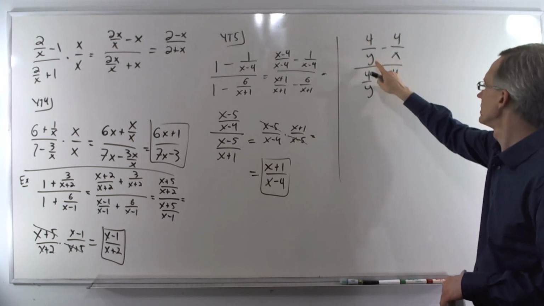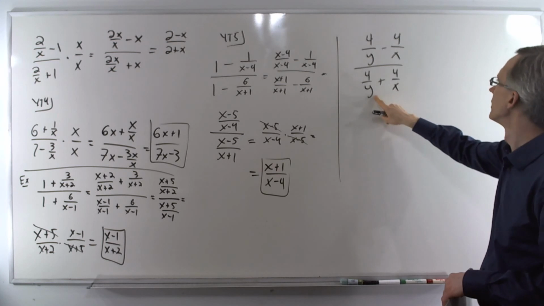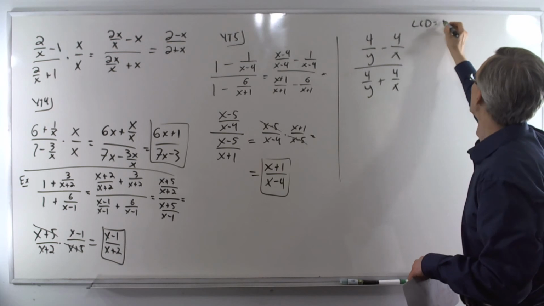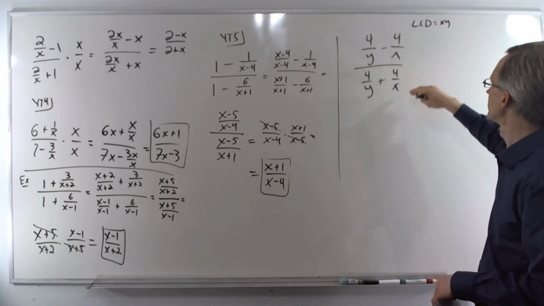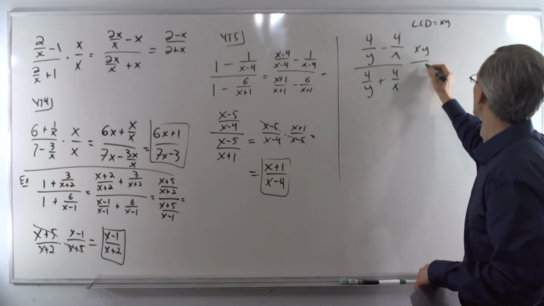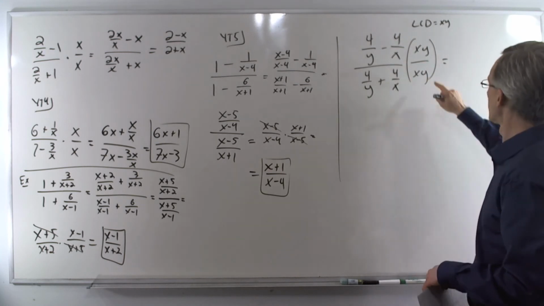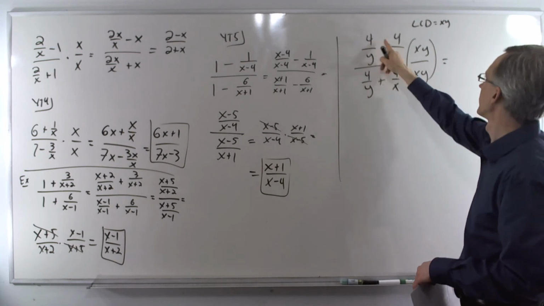All right, in all of these denominators of little fractions, two variables we have are x and y. They're all to the first power, so that means our LCD is xy. So we're going to multiply both the numerator and denominator by xy. Now we'll distribute xy into these. So we get 4xy here and 4xy here.